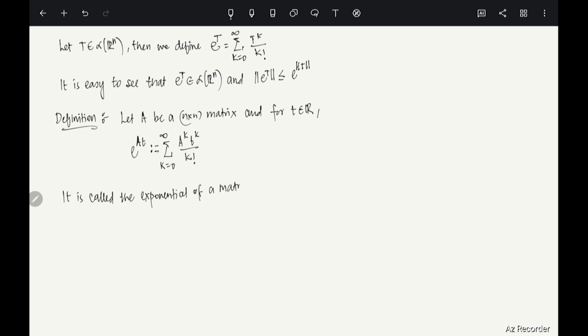If you think of it properly, let's say A is a 1 cross 1 matrix, which you can think of as a scalar. Then this matches with e power some constant times t, right? That's what the definition is. So in that sense it is true. And there are some properties of this linear transformation. What are the properties? The first property, let's write it as a proposition.